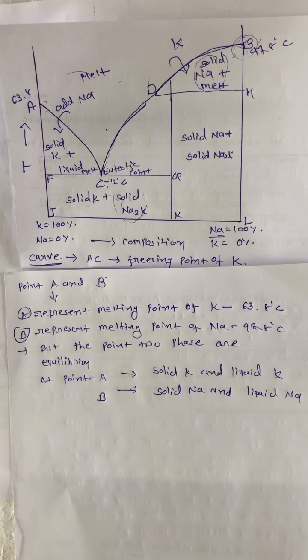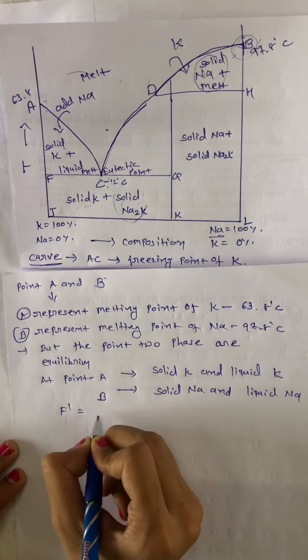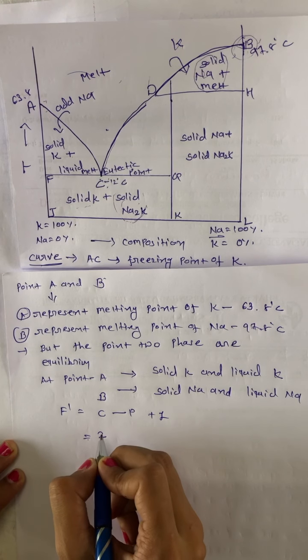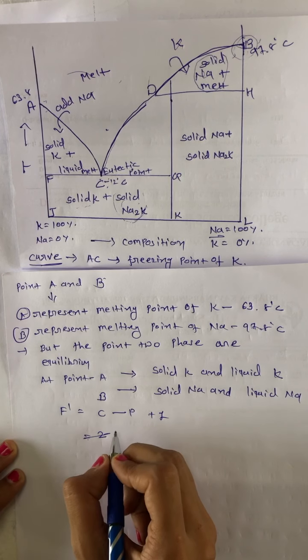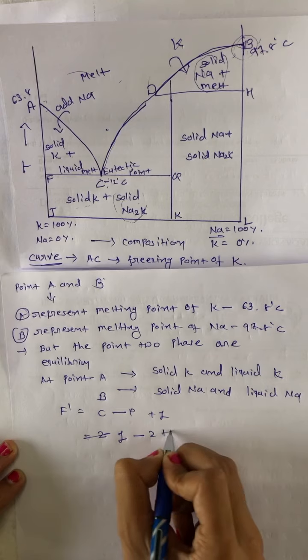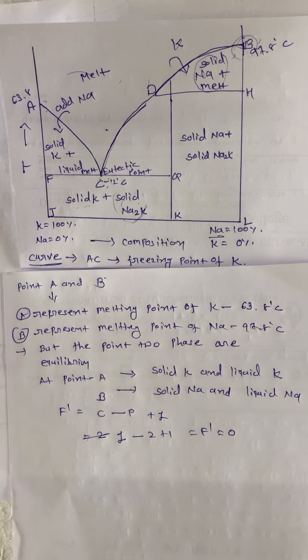For both points, the degree of freedom F dash is equal to C minus P plus 1. Here we can take a one component system, so 1 minus 2 plus 1, that is 0, right? At points A and B, the degree of freedom is zero, non-variant. Now point C.